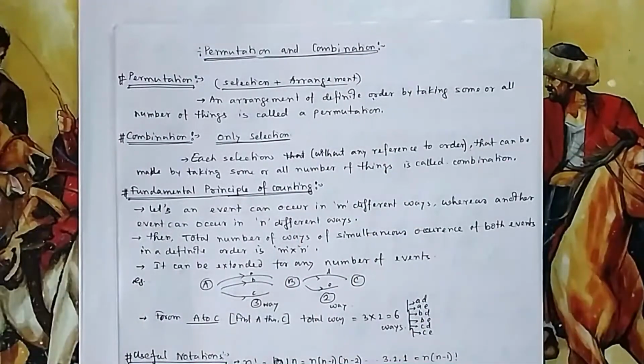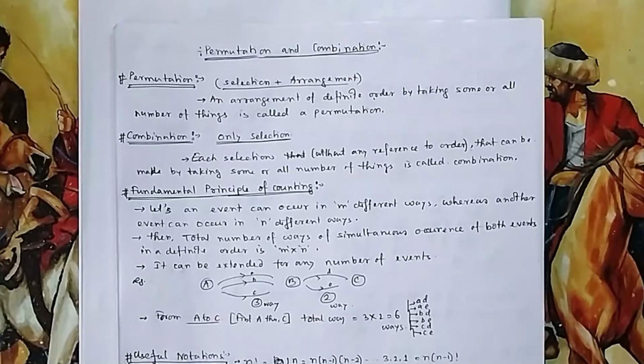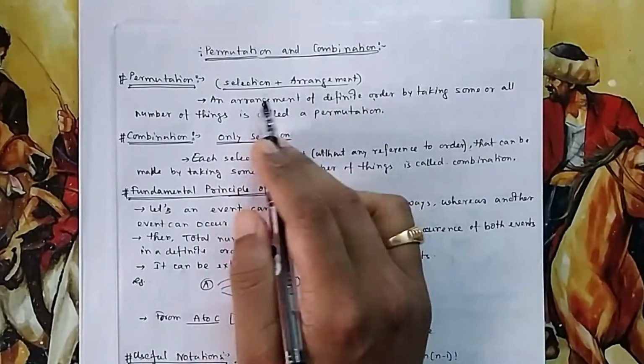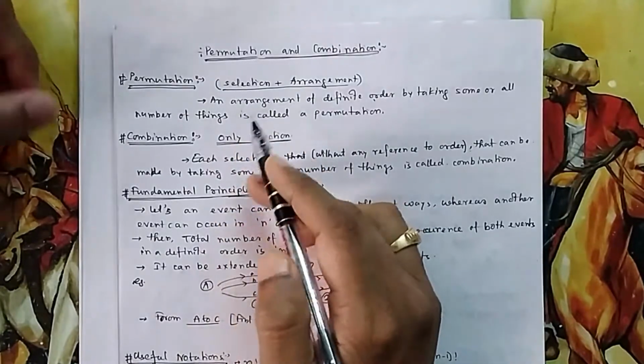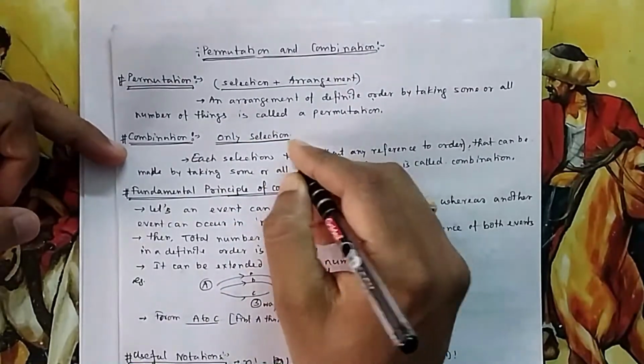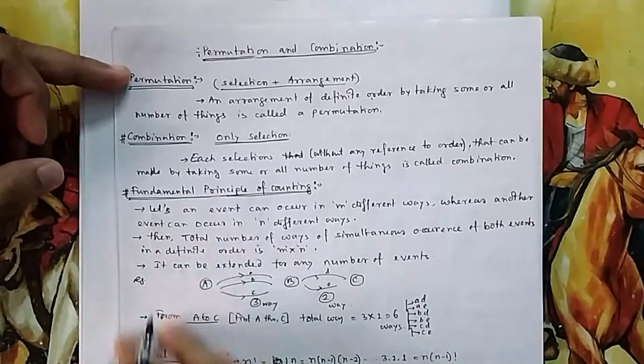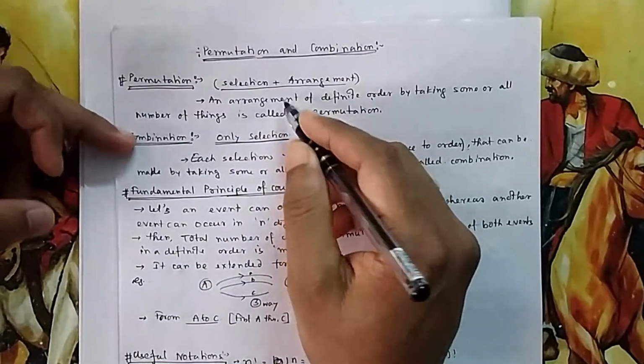So if you see, permutation is selection plus arrangement. That means you are doing two works here at a time. So selection and arrangement, that is permutation, and combination means only selection. So that is only one job. That means you can segregate it like this.